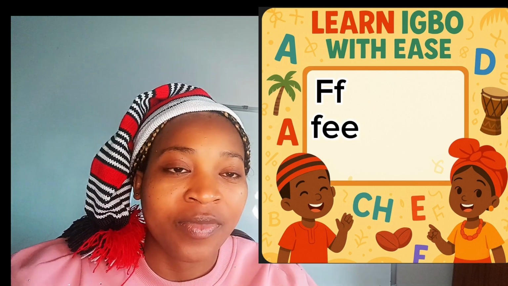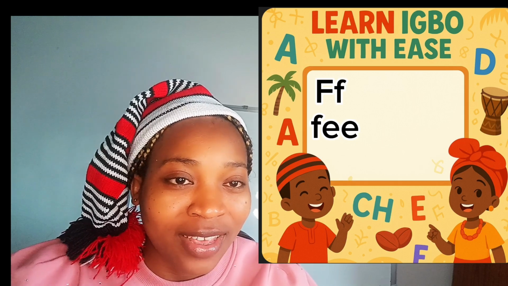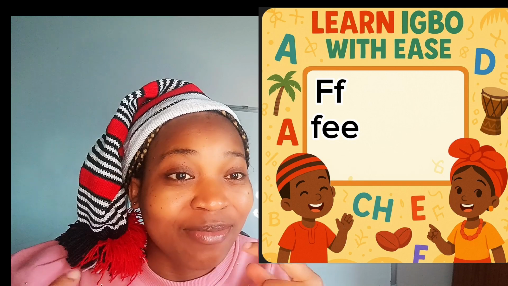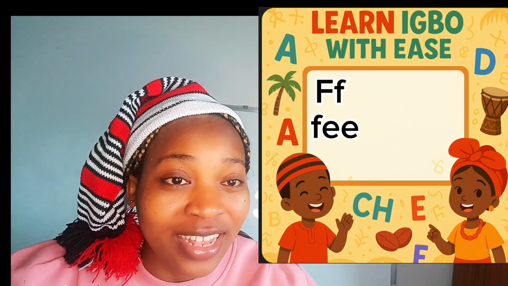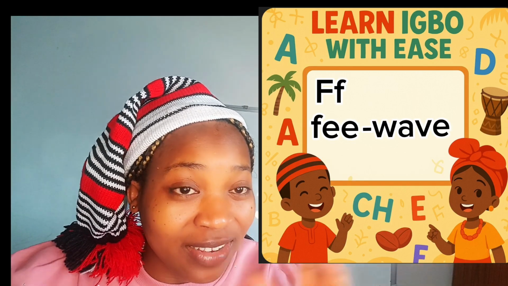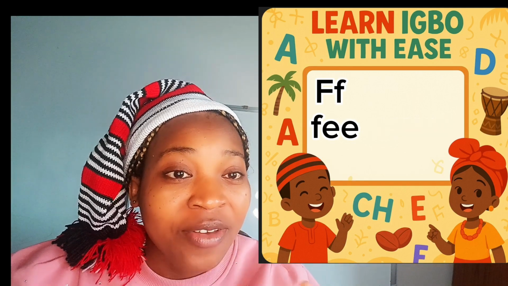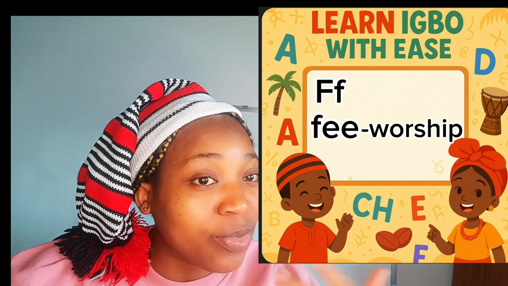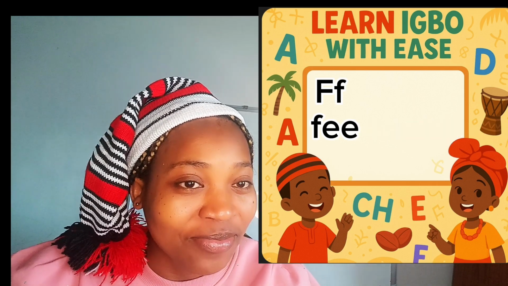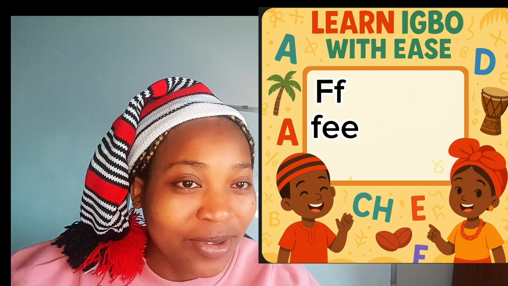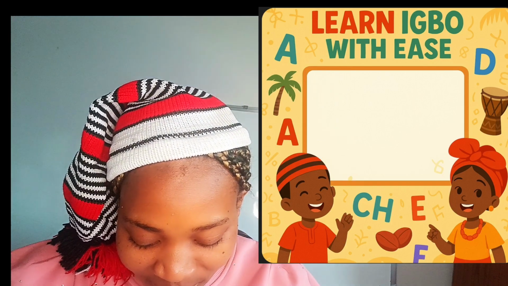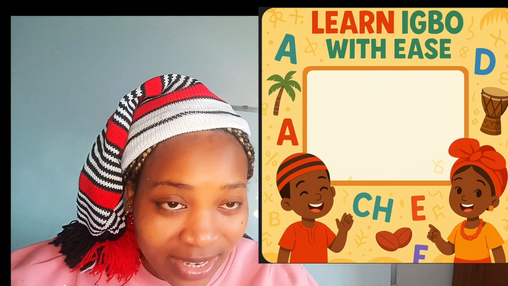So we have different fe. There are many in Igbo language. You can say feaka, that is wave your hands. You can say fechuku, worship God. So you know, some languages can be like that. So, another one is G.